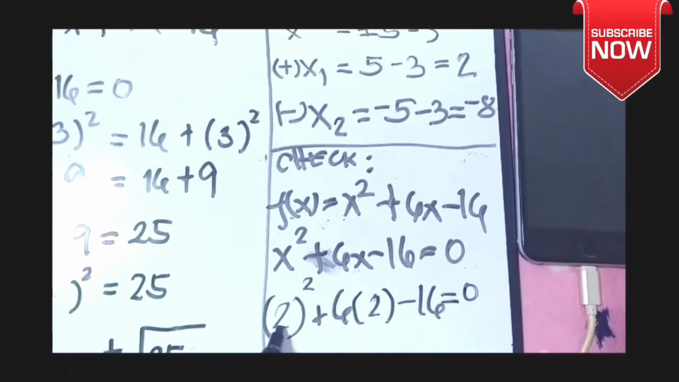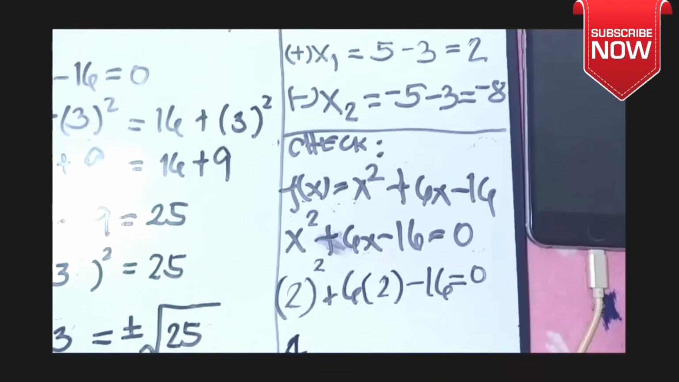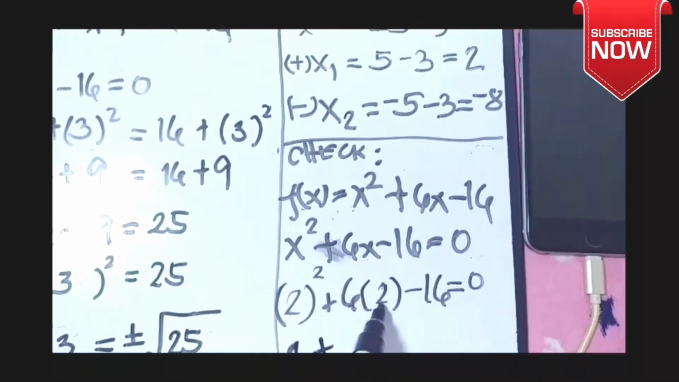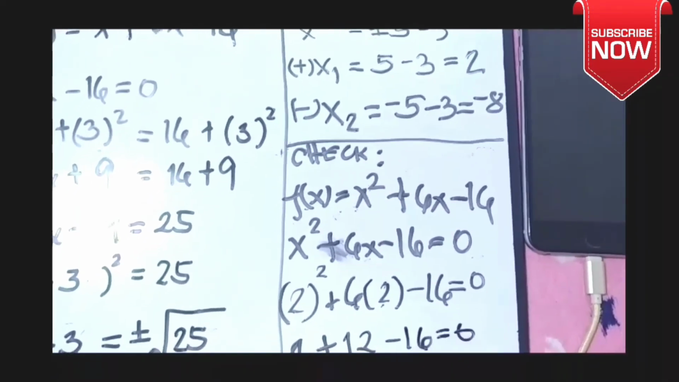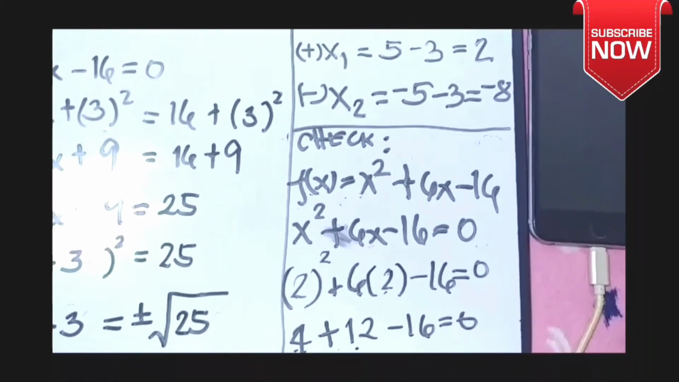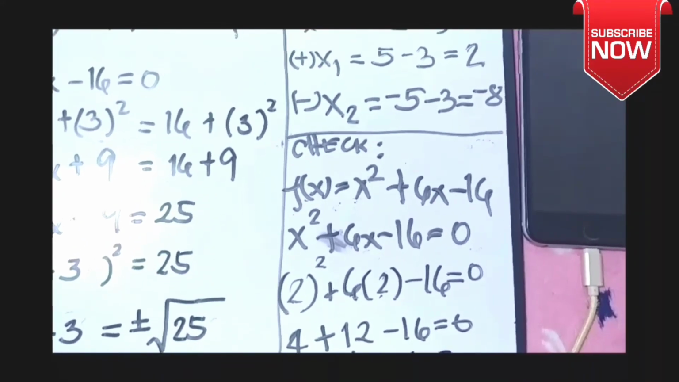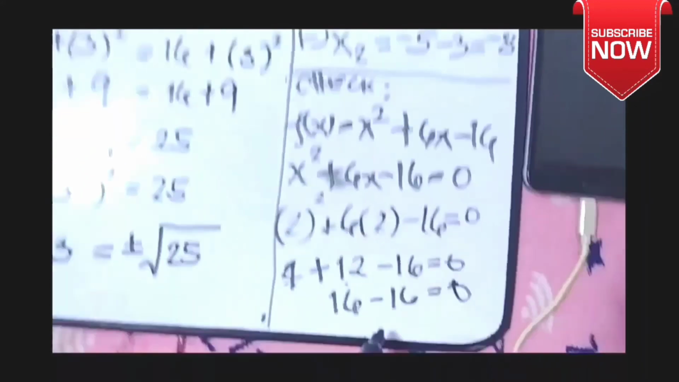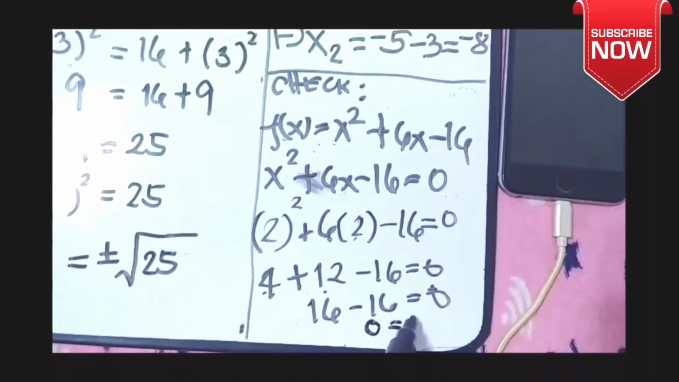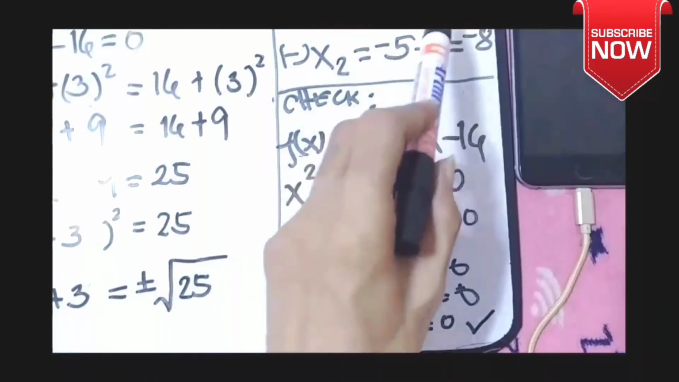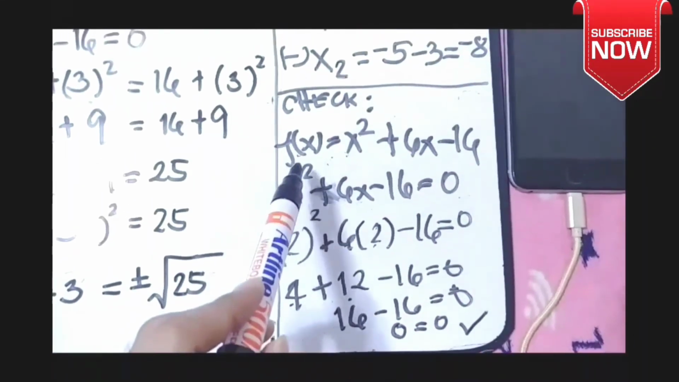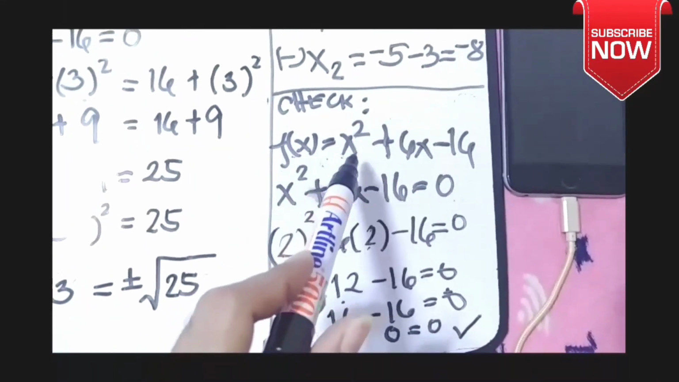2 multiplied by itself, 2 times 2, that is 4. Then plus 6 times 2, that is 12, minus 16 equals 0. 4 plus 12, 16, minus 16 equals 0. 16 minus 16, that is 0, equals 0. Therefore, check. Ibig sabihin, ang first value ng x, which is positive 2, ay nagsatisfy sa given equation, quadratic equation na f of x equals x squared plus 6x minus 16.